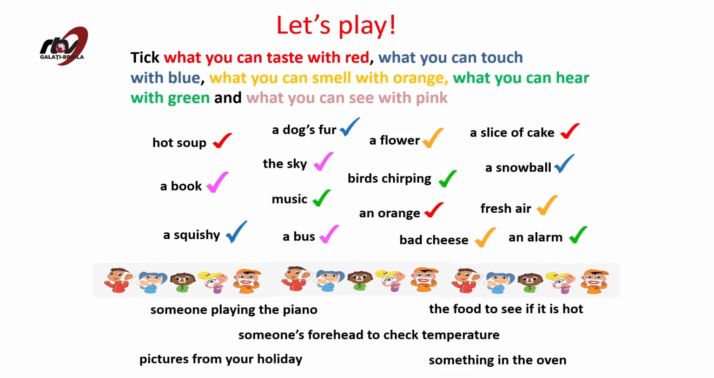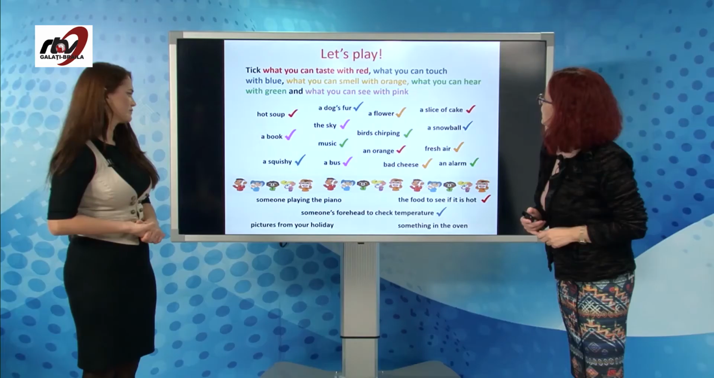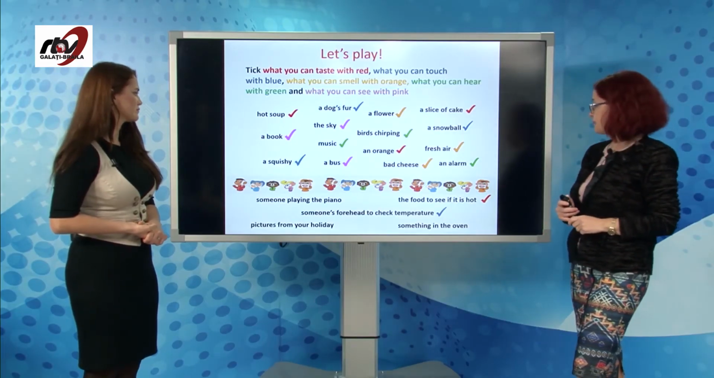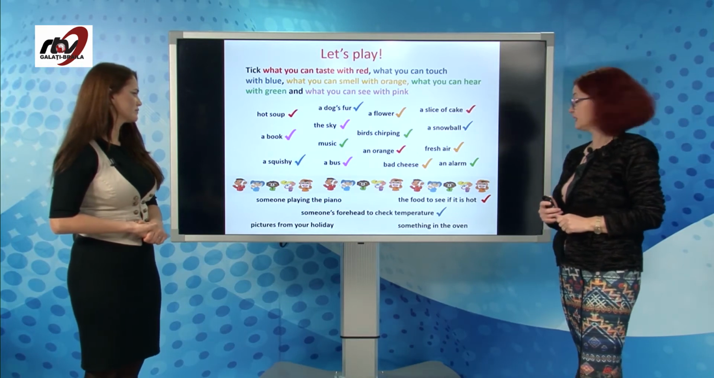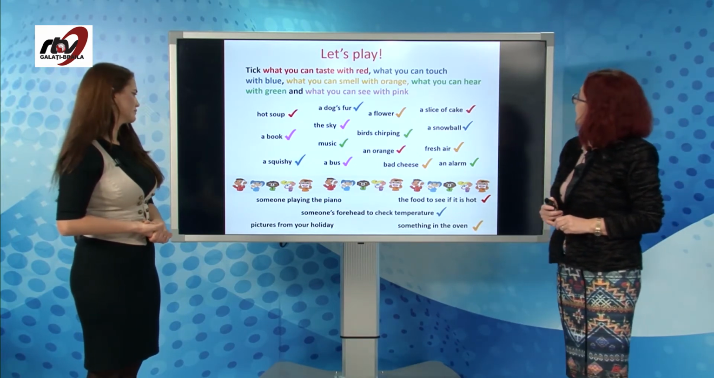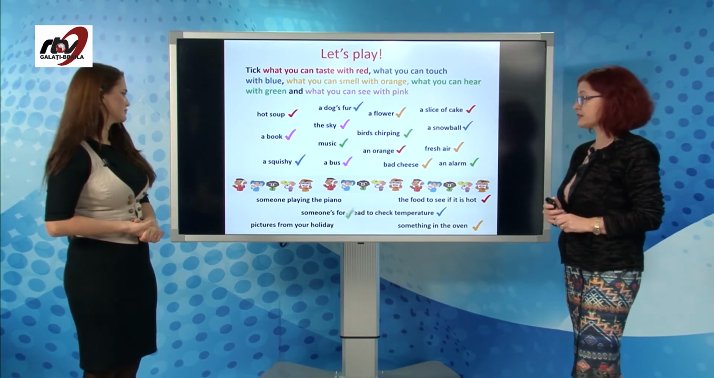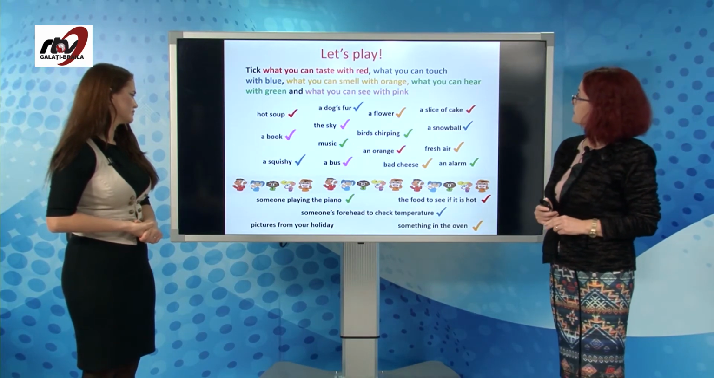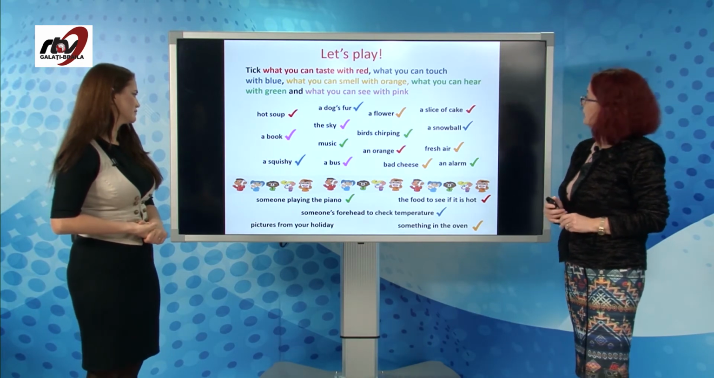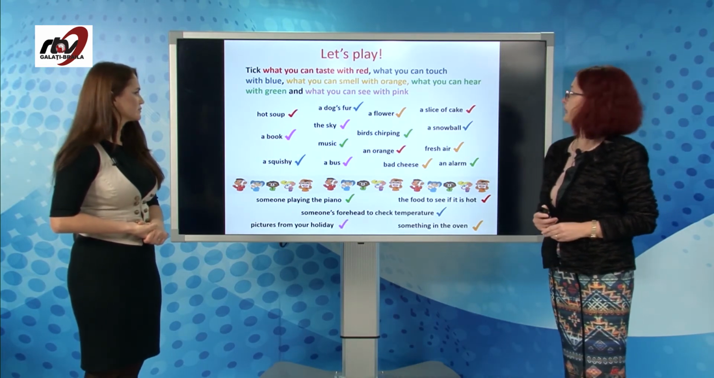Now, a bit trickier than before is with some expressions. Let's see what we can taste. We can taste the food to see if it is hot. What about touch? We can touch someone's forehead to check if they have a temperature or not. What about smell? The smell is for something delicious in the oven. What can you hear? You can hear someone playing the piano. And last but not least, what can you see? You can look at some pictures from your holiday.